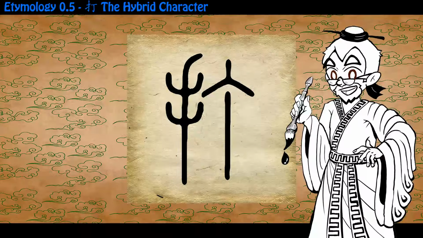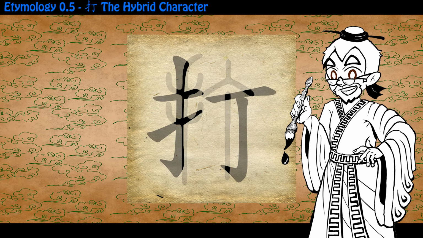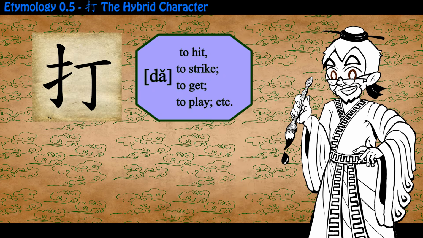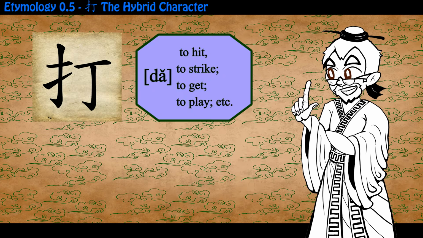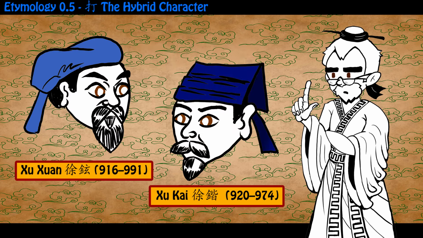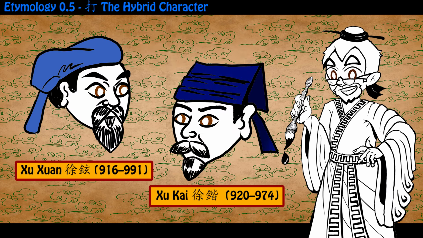The character currently known as da does not appear in the Shuowen Jiezi Classic, which popped off the shelves in the 200s AD. It does, however, appear in the new edition published by the Xu brothers, that's a different Xu than Xu Shen by the way, in the Northern Song, some 1000 years after the original was penned by Xu Shen.